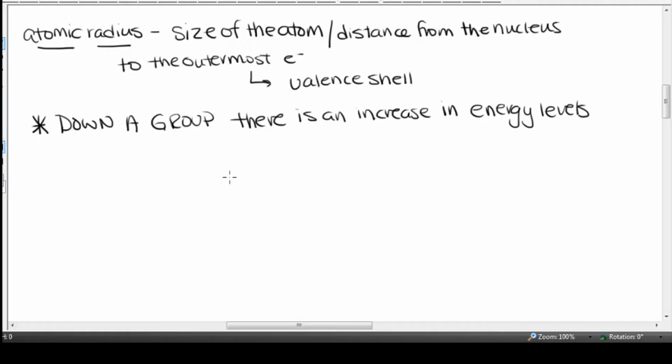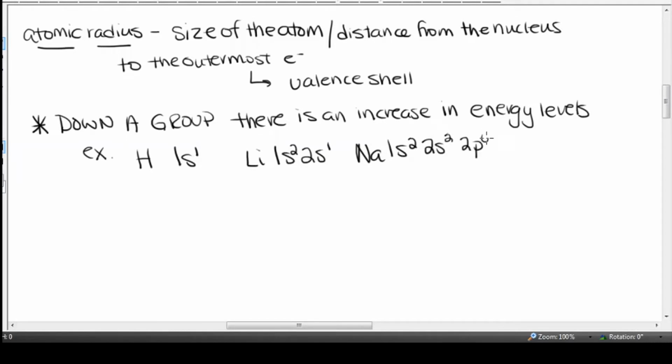For example, if I was looking at hydrogen, hydrogen's electron configuration is 1s1. But if I go down to lithium, the electron configuration is 1s2, 2s1. And if I go down from lithium to sodium, I get 1s2, 2s2, 2p6, 3s1. You guys see how we're getting progressively bigger from a 1s orbital to a 2s orbital to a 3s orbital?